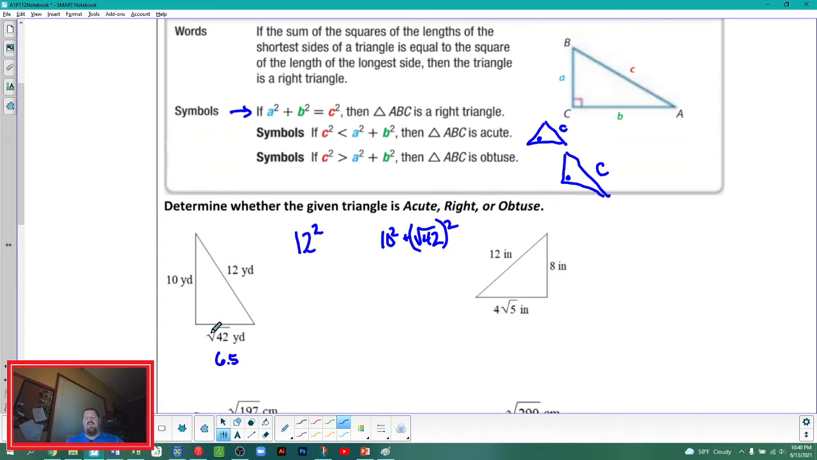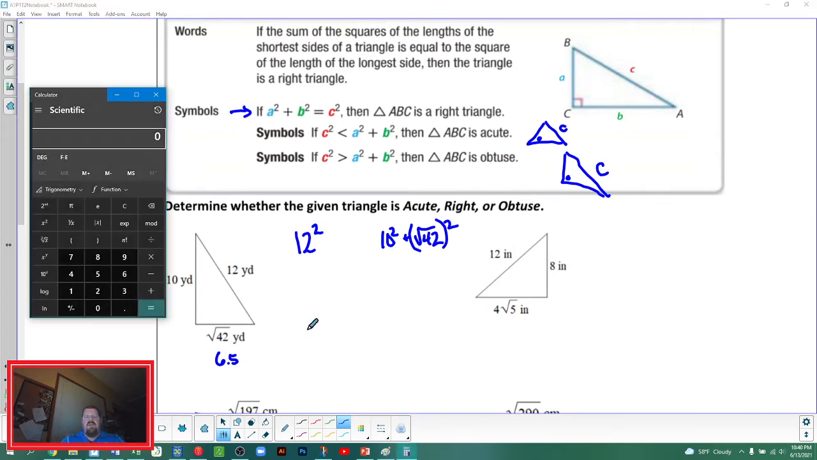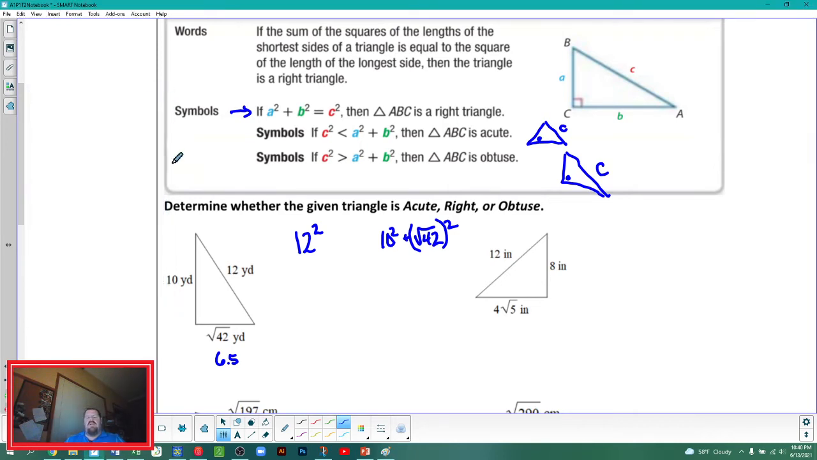But I would really urge you to go ahead and use a calculator there. Find out what that side really is. I could have used the 6.5 just as easily. So I rounded that to 6.5, and if I square that, I get 42.25. So a little bit bigger than 42, but it shouldn't be enough to matter. It should be really easy to tell.